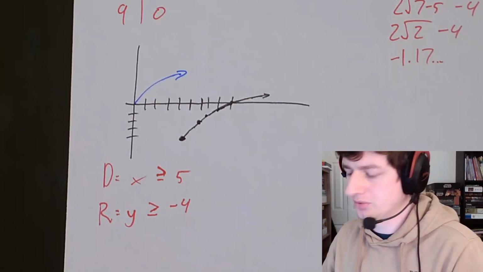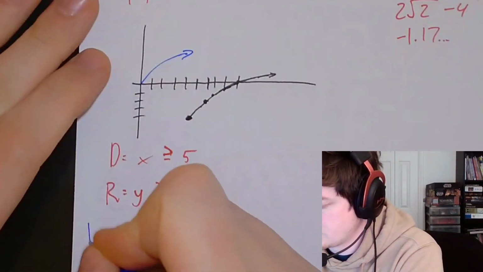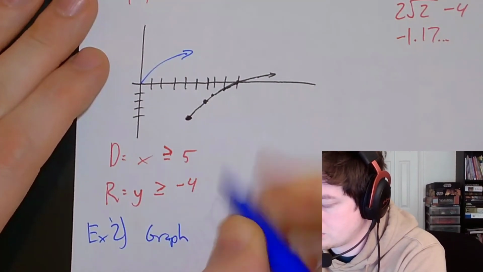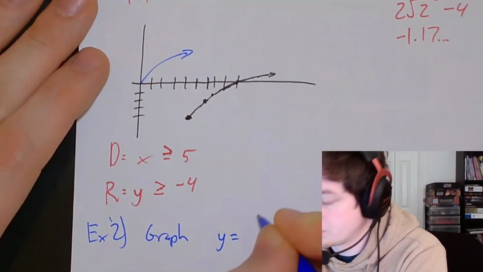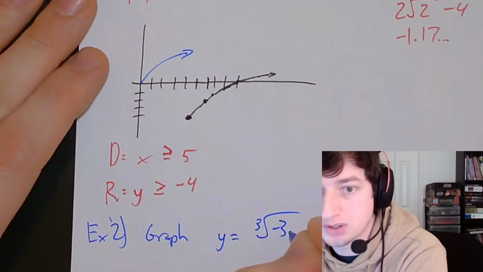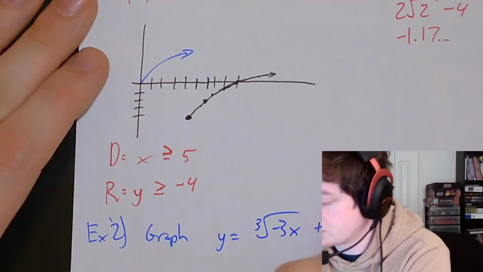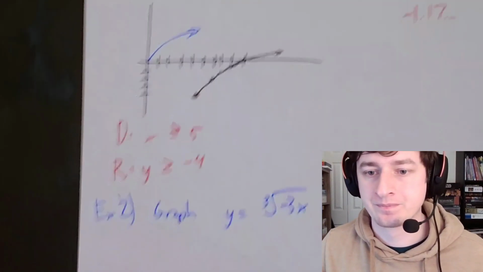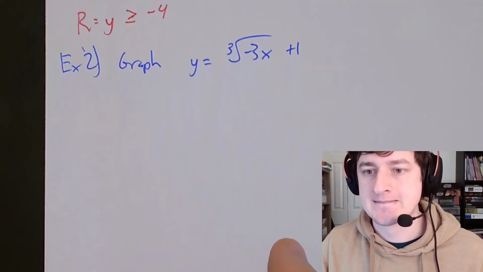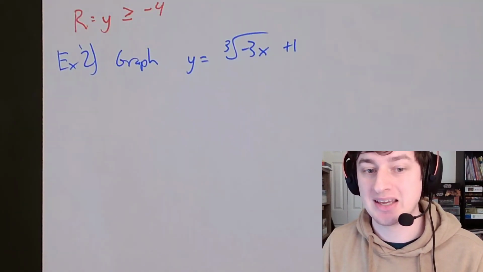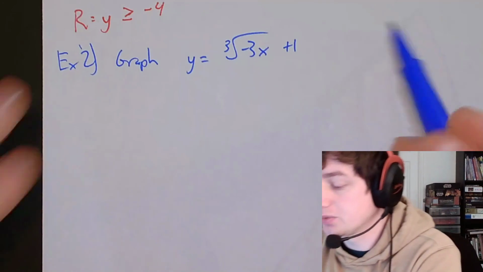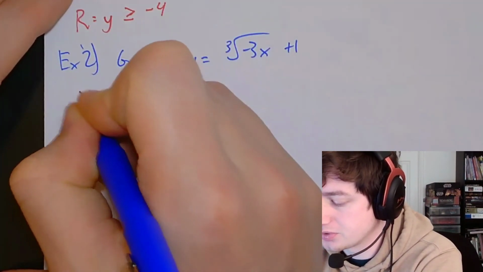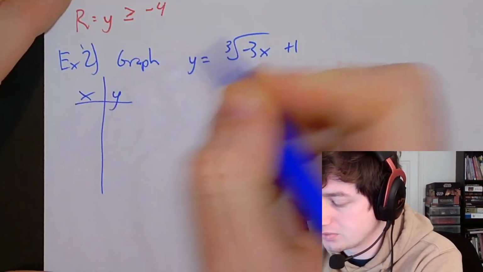All right, so we're going to do y equals cube root of -3x plus 1. So be careful, this plus 1 is outside the cube root there. So we're going to make a table. We're going to do the same thing. This is multiplication, so we're going to keep our table centered around 0. So x and y centered around 0.